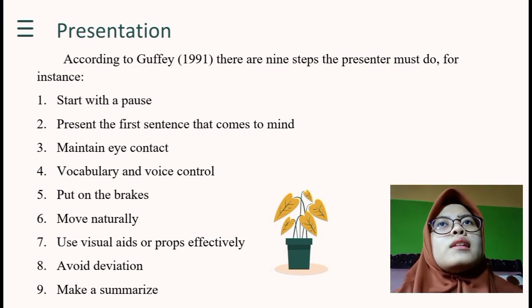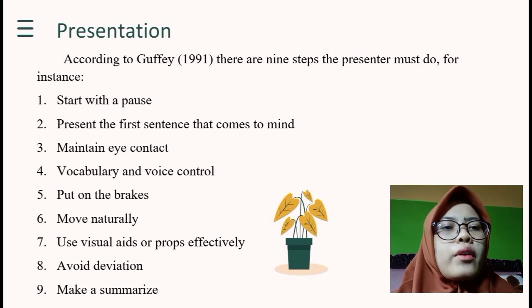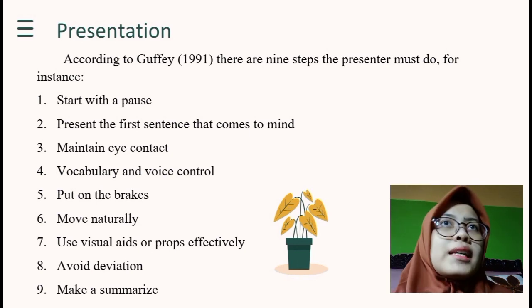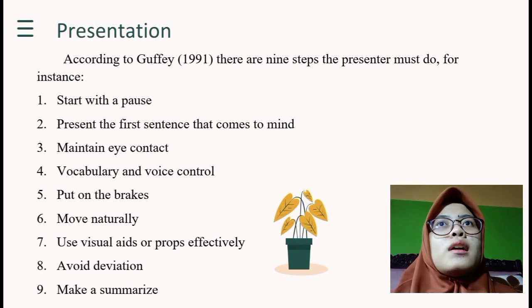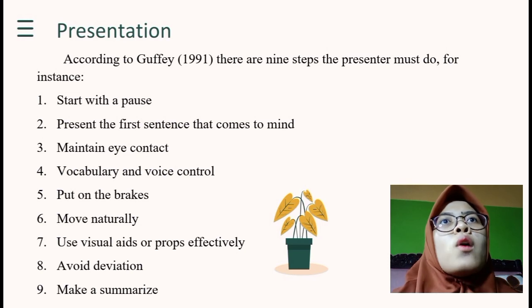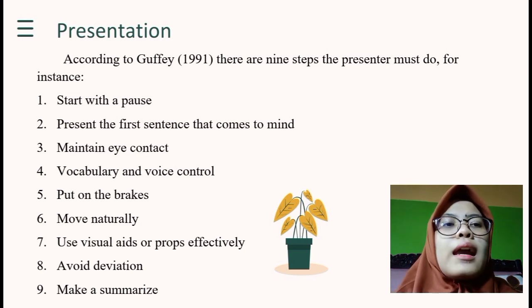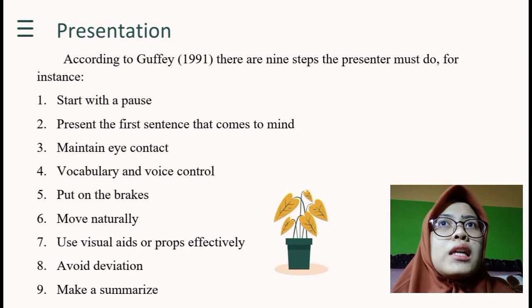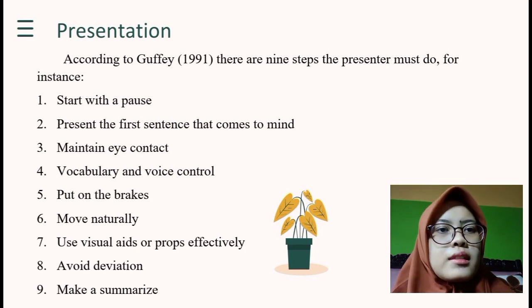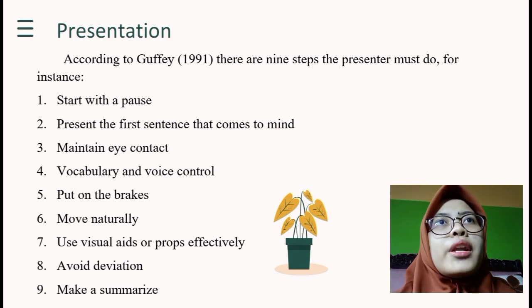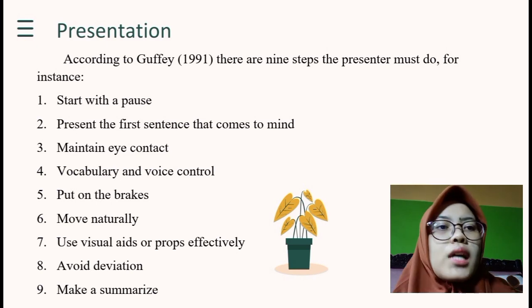For the next point, it is about use visual aids or props effectively. The presenter can use props by setting them to support and facilitate in delivering the topic. Afterward, avoid deviation. The presenter has to stay on track, which relates to the topic. And the last point from presentation is make a summary. The presenter makes some points by doing a summary to deliver the whole topic to the audience.